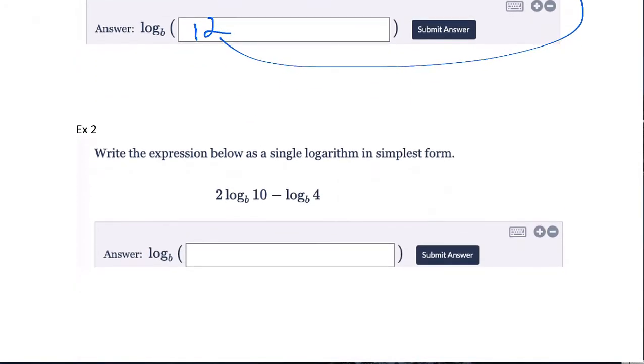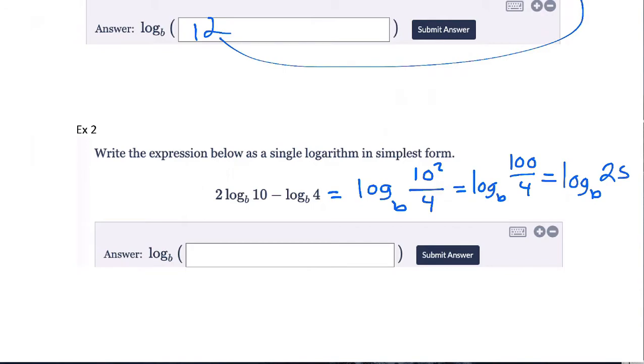Take something like this one. Notice what I can do to that too. I could say this is log base b of 10 to the second power using that power rule. And since it's subtraction in there, I could divide it by 4. Well, 10 to the second power is 100, divided by 4 is log base b of 25. That's what I'm putting right in here, 25. And that's what I'm going to submit for an answer.